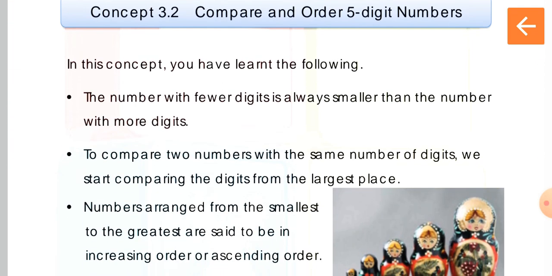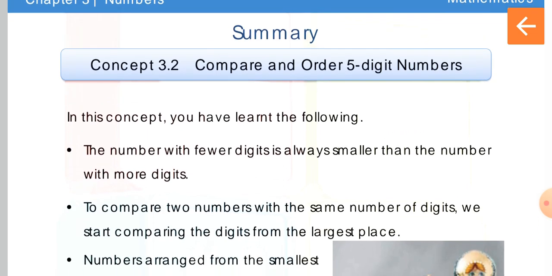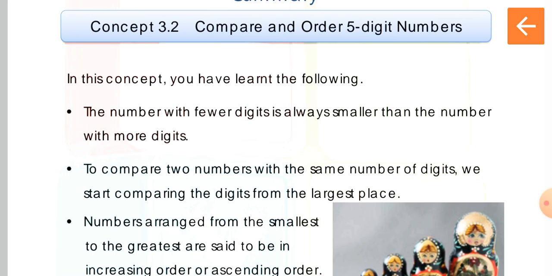Now we will move to the next topic we learn, that is comparison and ordering of 5-digit numbers. Comparison and ordering of 5-digit numbers. Okay. So we know to compare the numbers we are using the symbols less than, greater than or equal to. These symbols we will use, right? And we know the mouth of the symbol will always open towards the larger number.